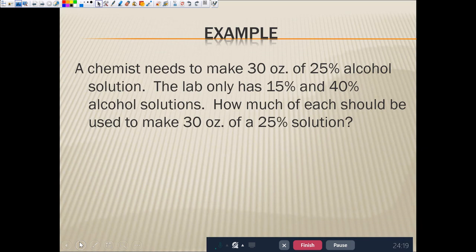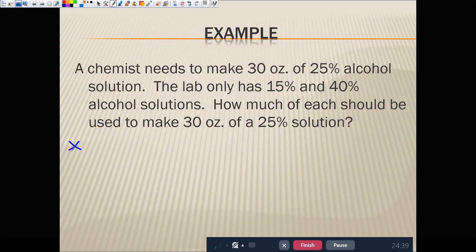So a chemist needs to make 30 ounces of 25% alcohol solution. The lab only has 15% and 40% alcohol solutions. How much of each should be used to make 30 ounces of 25% solution? So our first step is to identify our variables x and y. What type of solutions do I have? 15% alcohol solution and 40% alcohol solution.